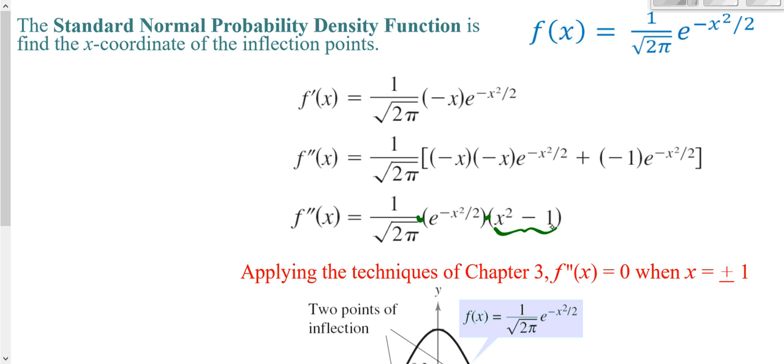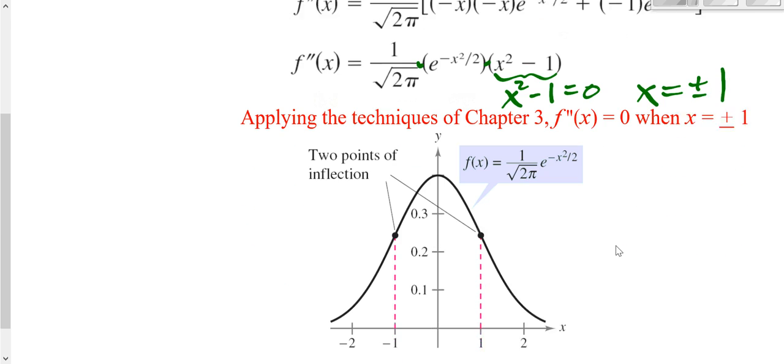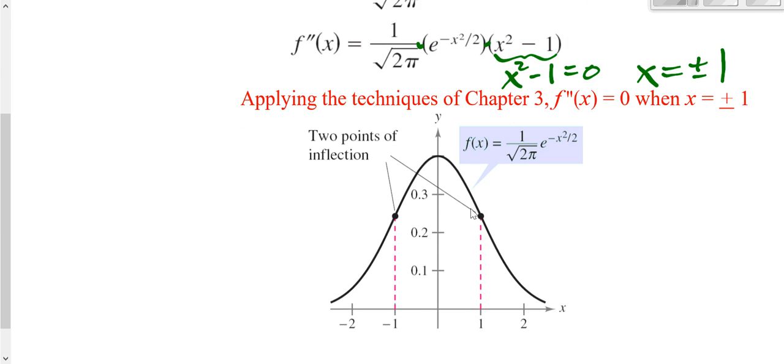So then all you really have to do is just set this equal to 0, and you end up getting x to be plus or minus 1. In other words, that 1 standard deviation is where your points of inflection are on either side. It's where it switches from concave up to concave down, and then back to concave up. That's just a quick side note of how calc does relate to stats.